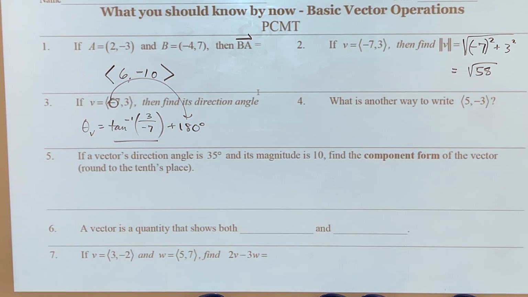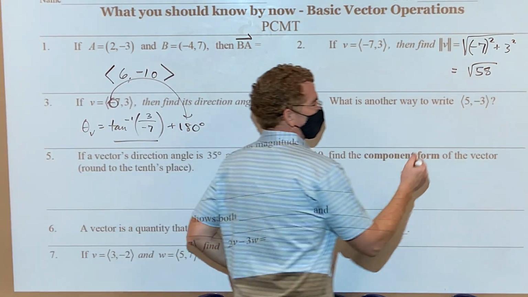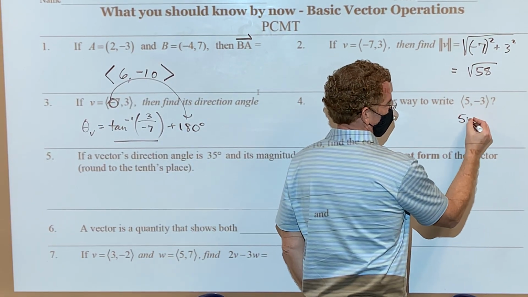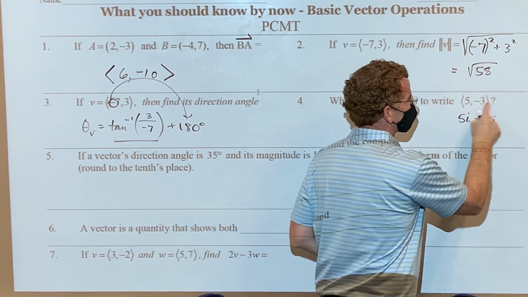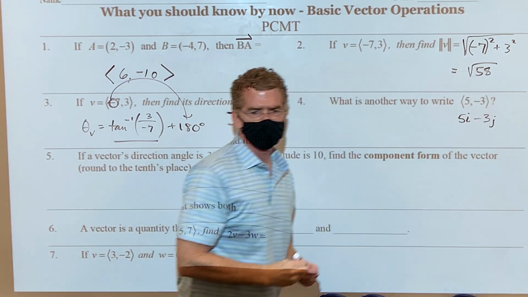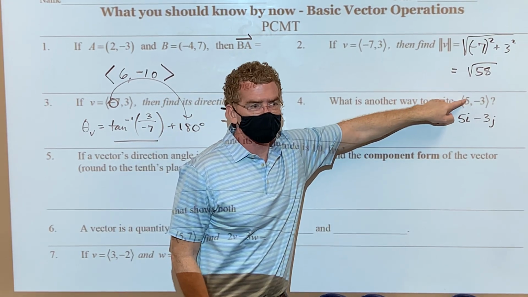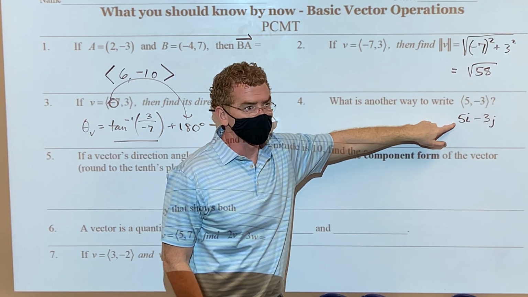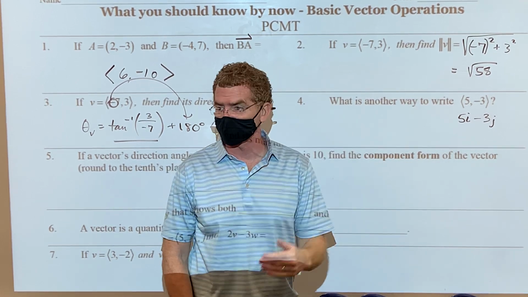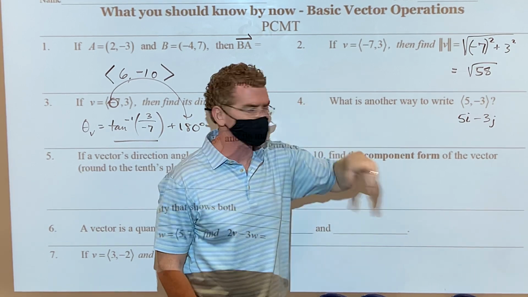Now I said, what's another way to write 5, -3? 5i minus 3j, and what is this form right here with the brackets called? Component form, and this is called unit vector form. You got to know that because I'm going to ask you these things. So again, if you don't know those things, write those in because that's a gap in your understanding right now.